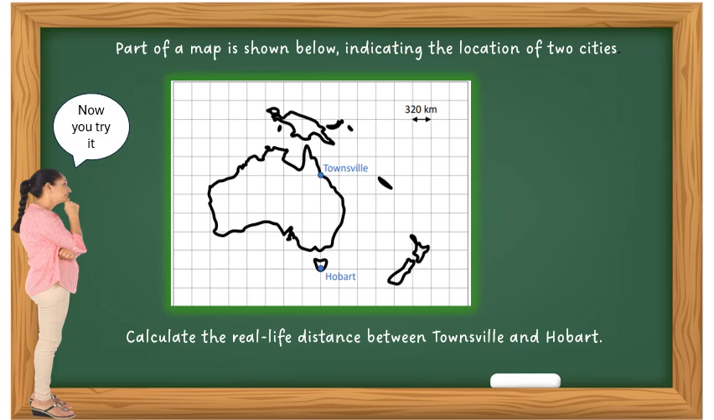So how did you do? Very simple. The distance between Townsville and Hobart is 5 squares. 5 times the key value, you can see, is 1,600 kilometers. And if you got that, well done.